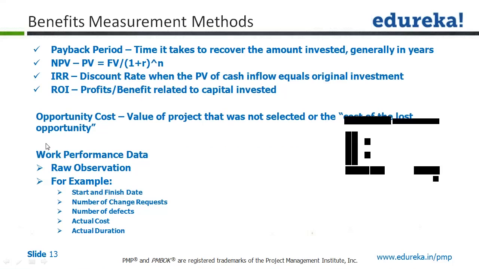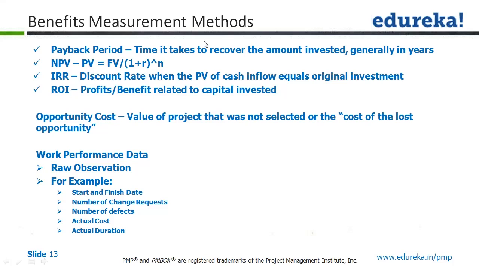So let us look back at the words we mentioned on the previous slide, starting from the benefit measurement methods. The first is the payback period. The payback period very clearly is a period which indicates how fast, in how much time, the invested money would be paying you back. So that means in how many years, in how many months, in how many days your money would start paying you back. So this is what is called a payback period.